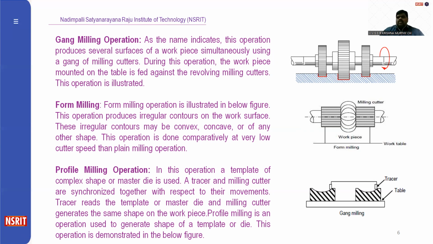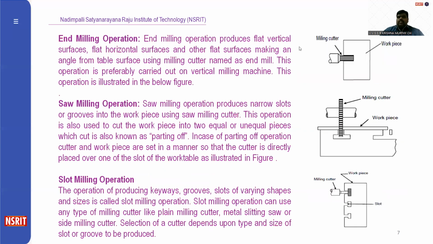I hope everyone is clear with all the operations. Next is the end milling operation. End milling is almost like side milling, producing flat vertical surfaces, and here flat horizontal surfaces can also be produced on the table surface. The cutter used is an end mill, as the name itself says. This is carried out on vertical milling machines.